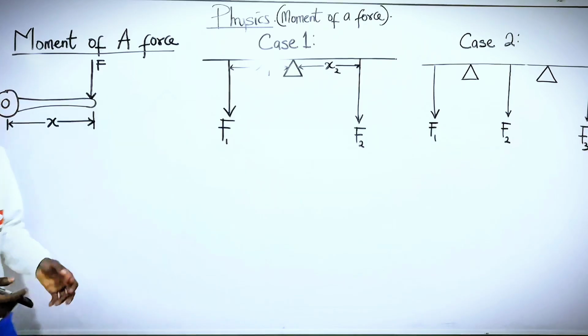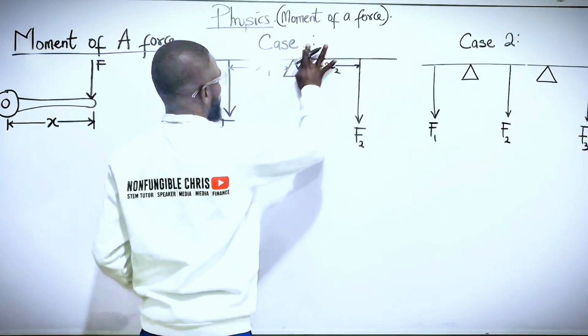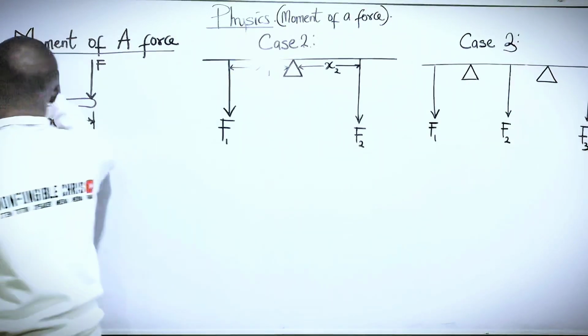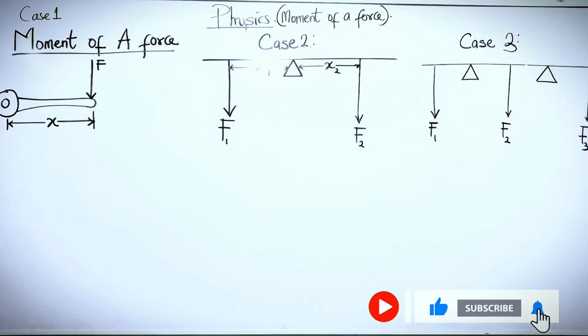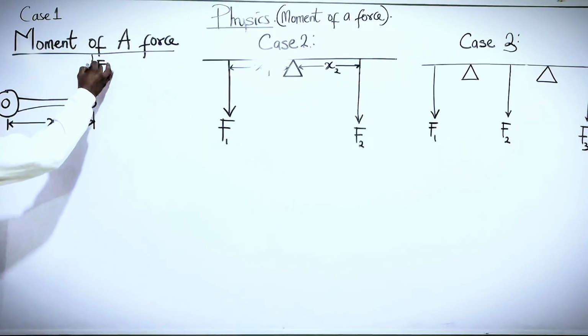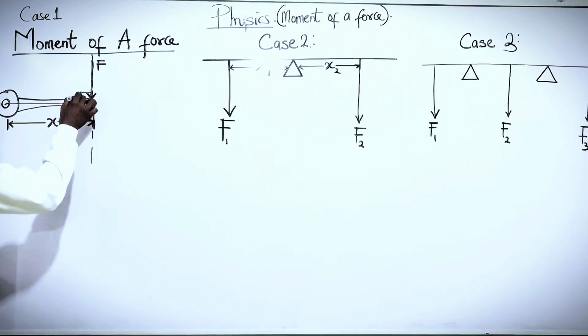What do I mean by that? Let's look at this scenario, for instance. Let's call this our case 1, this one case 2, and this one case 3. Now, for case 1, the moment of the force is the turning effect of the force about a point, right? So this force has a line of action, and the distance is going to be from here down, forming an angle of 90 degrees.